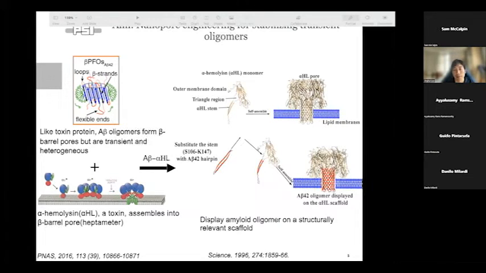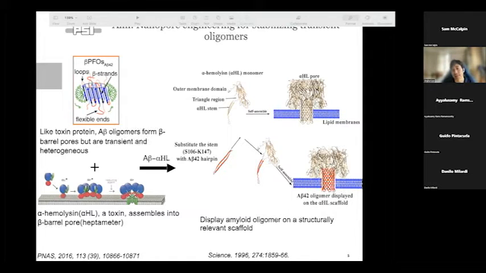We found that amyloid beta from the solid-state NMR structure can also form a helical structure, which is very similar to the helical structure in the alpha hemolysin beta stem. Therefore, based on the homology, we replace the helical structure of alpha hemolysin with amyloid beta helices. We hope we can display an A-beta oligomer on this alpha hemolysin extracellular scaffold, and then determine the structure to understand how amyloid beta helices assemble in lipid membranes.